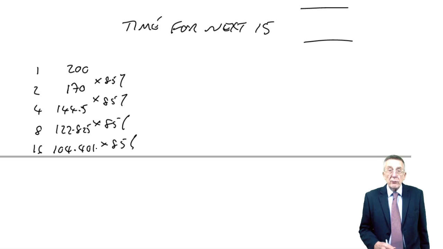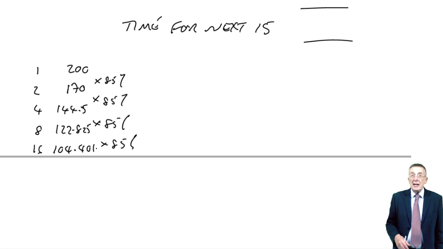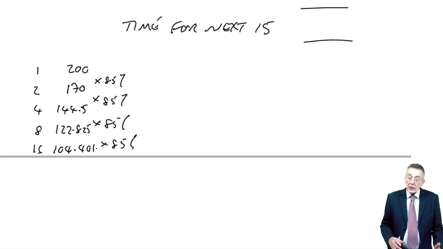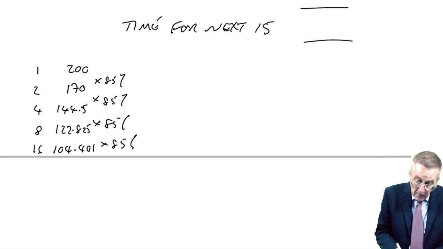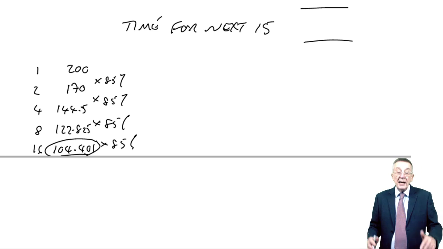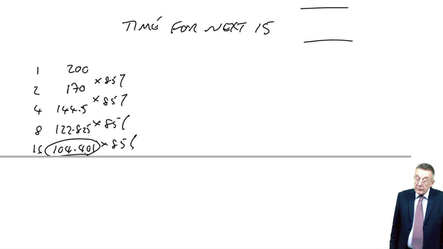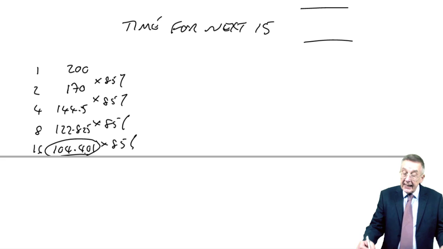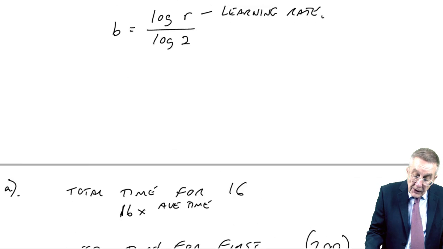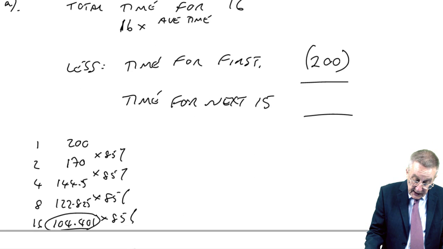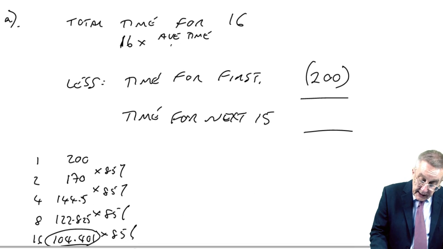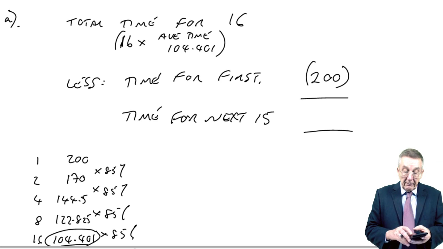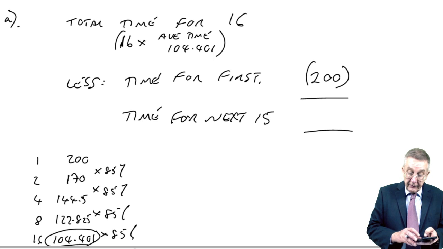Don't worry about a bit of rounding here. You won't lose marks for rounding within reason. I would always go to 2 decimal places, but you're not going to lose rounding marks. But the point is, having doubled it 1, 2, 3, 4 times, we get 104.401. That is the average time per unit if we make 16. So the total time, if we make 16, is 16 times the average. And now we've got it.